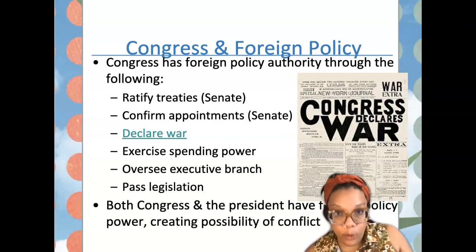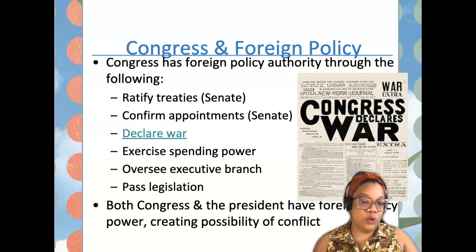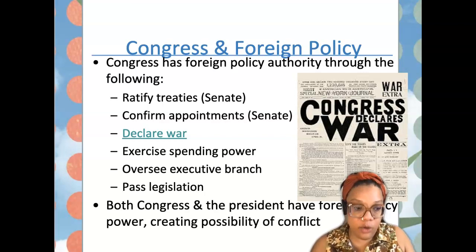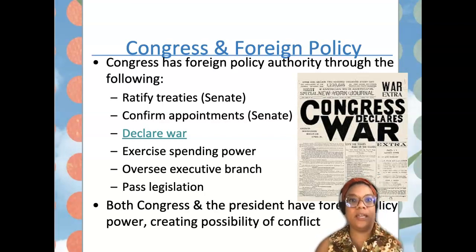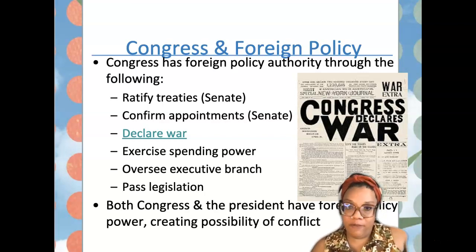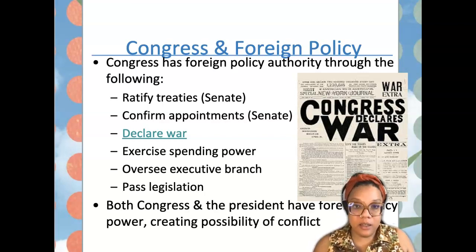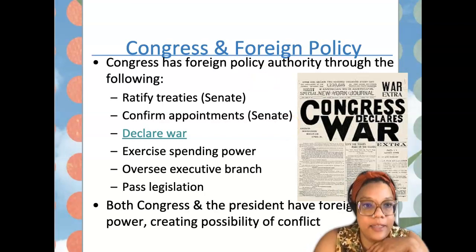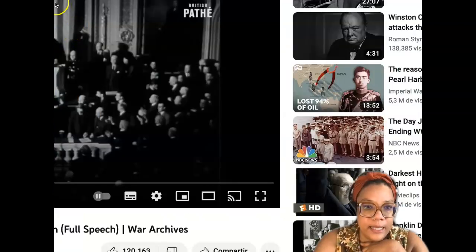They confirm appointments, so people who are in different positions throughout government, particularly those having to do with looking outside of the United States and being involved in international affairs, are confirmed just like other appointments are confirmed within the Senate, right? They declare war. That takes place in Congress. They declare war, and I think highlighting this would be to show you an example here.